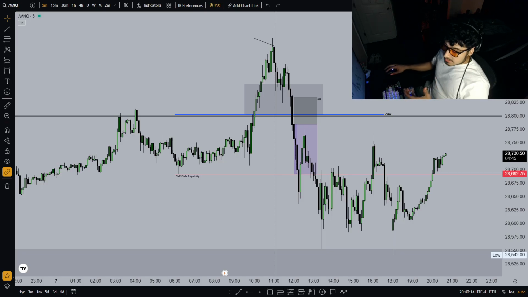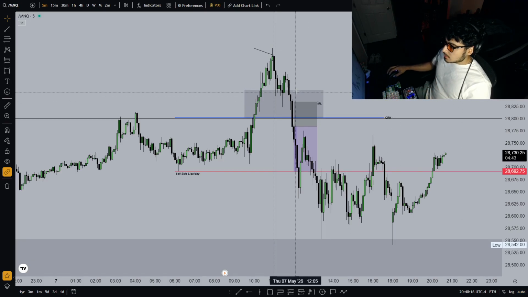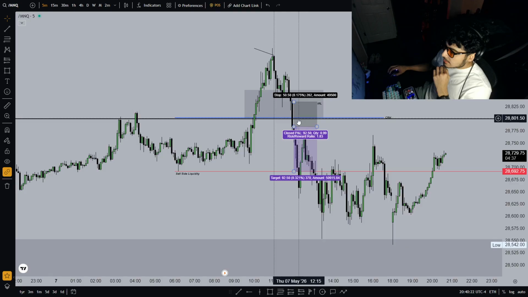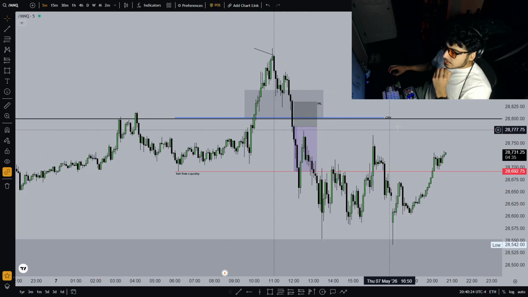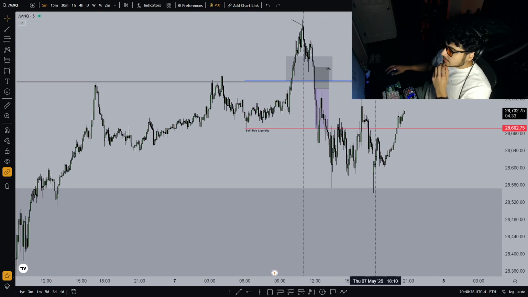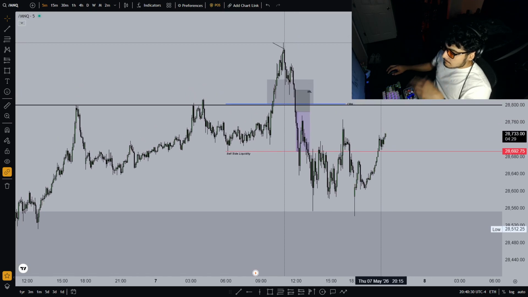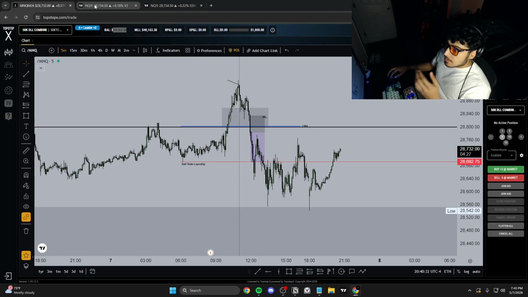This would have been the best setup for the shorts. You feel me? Like after like 12 o'clock, candle close, strong distribution, continuation to the downside, targeting the sell side objective. Very, very nice. And then that's really it.